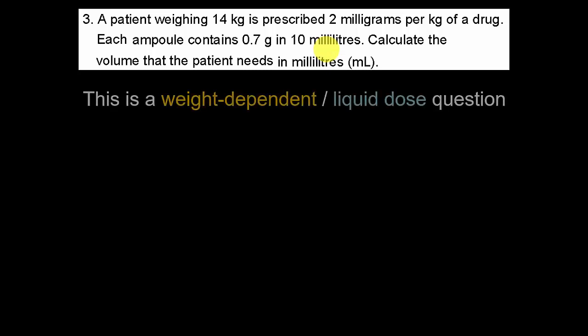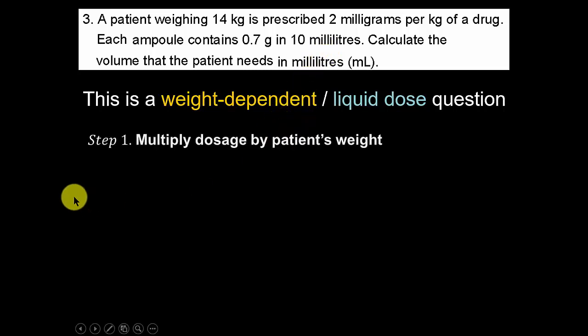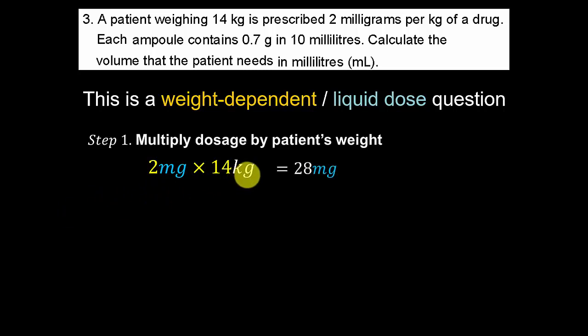It is a weight-dependent liquid dose question, and therefore I'll need to take 2 steps. The sensible first step is to multiply the dosage, in this case the 2 milligrams, by the patient's weight. So once again, I'll do 2 times 14, which is 28. And you'll notice again the kilograms is only a multiplier. It is milligrams that comes out in my answer. So 28 milligrams comes out of my step 1.